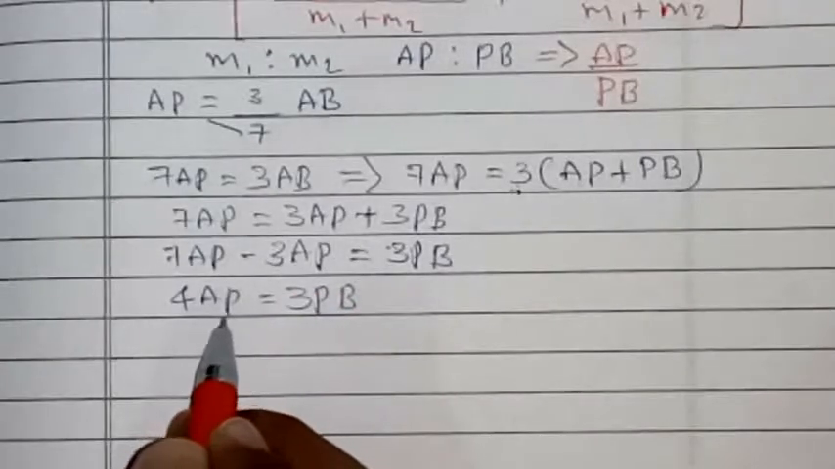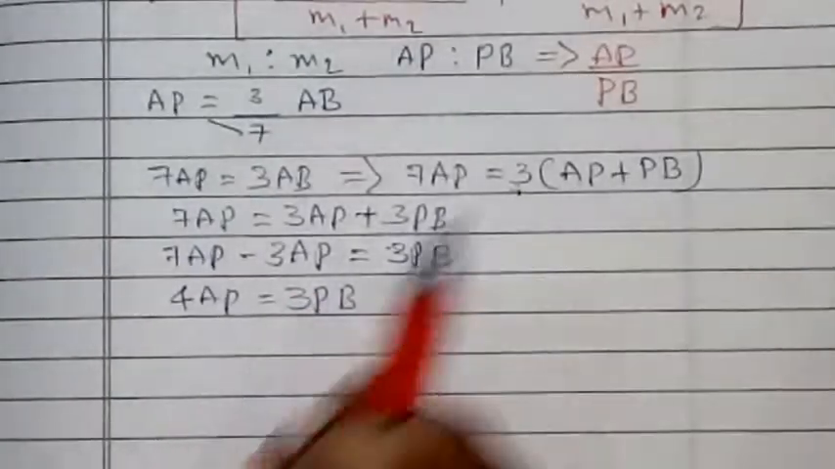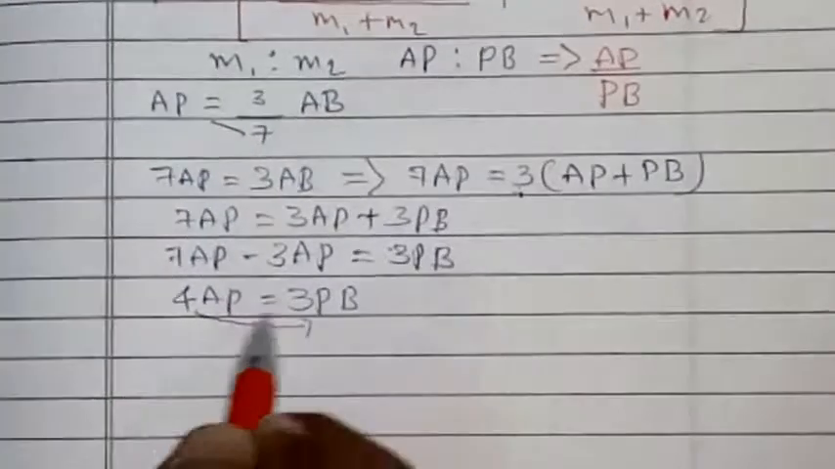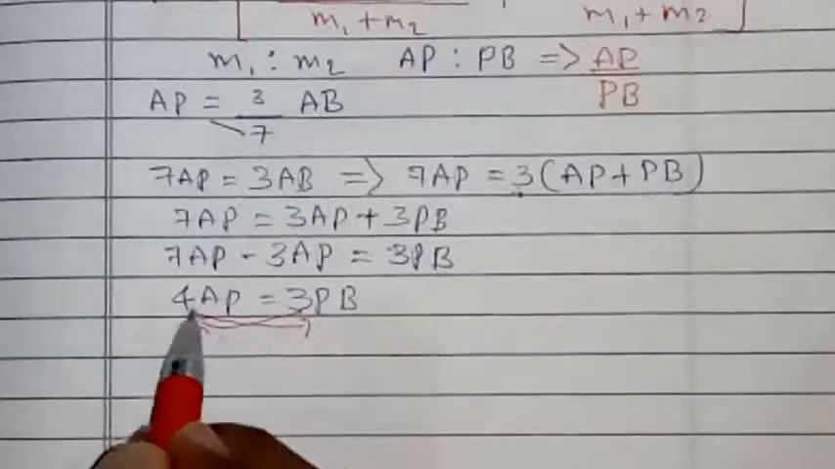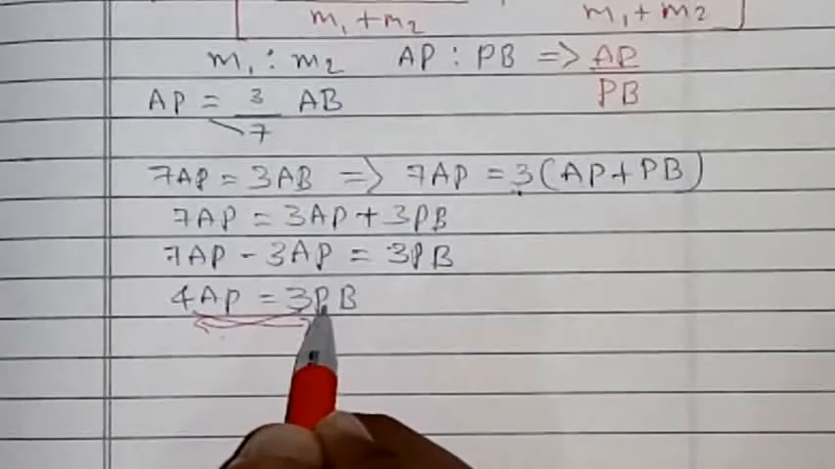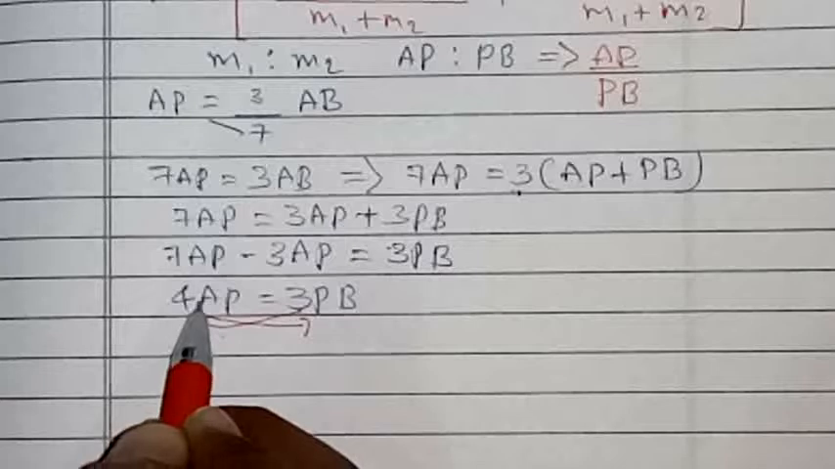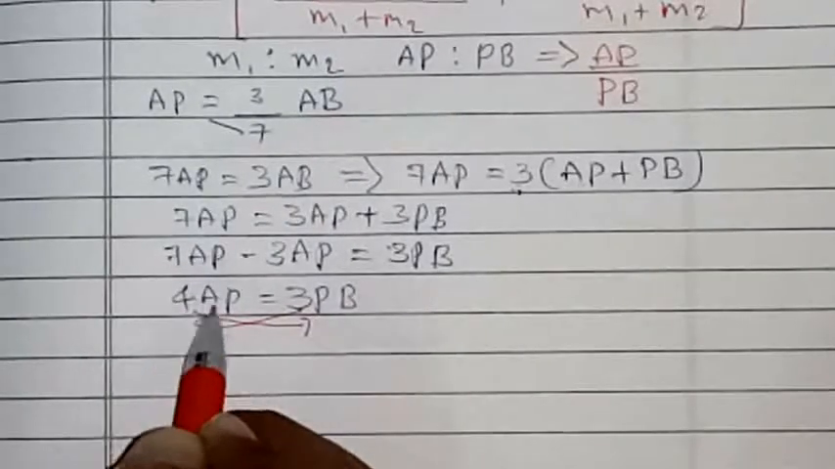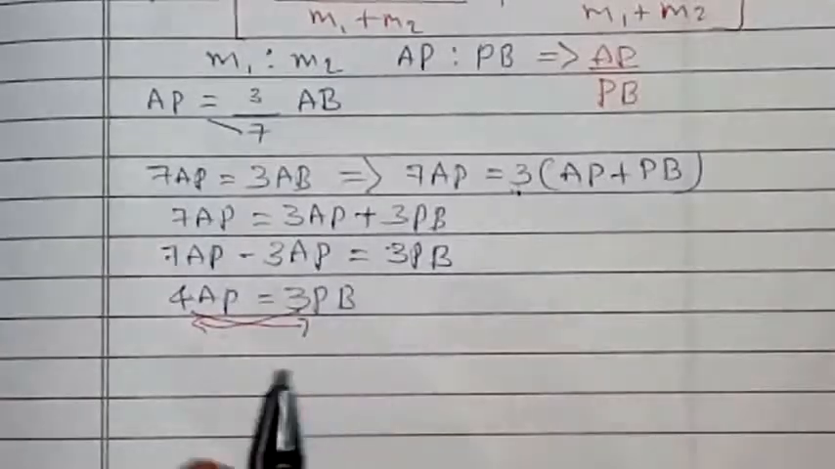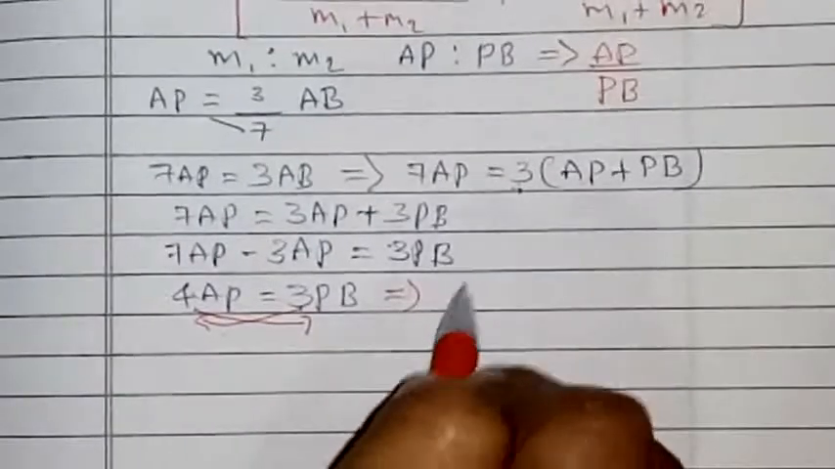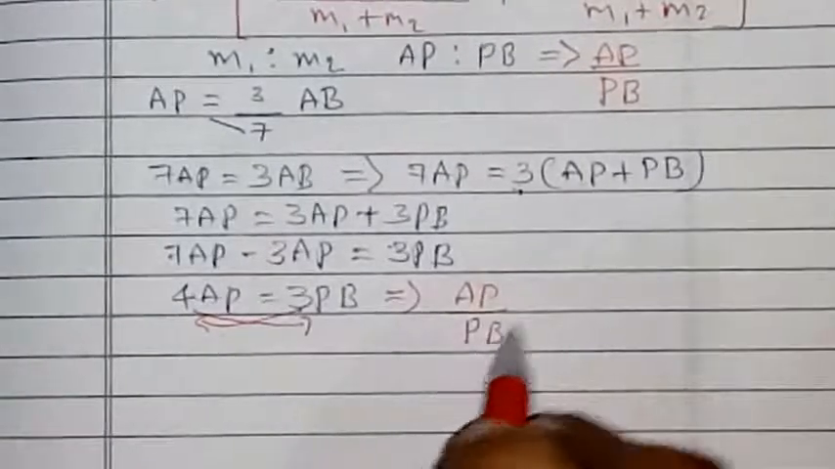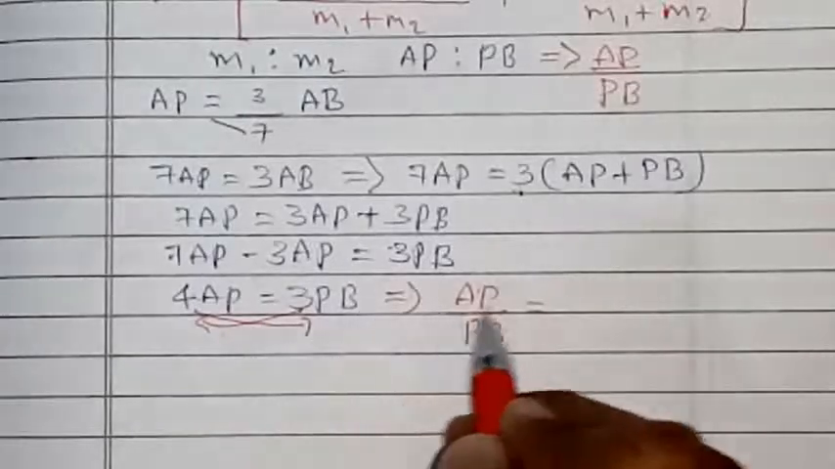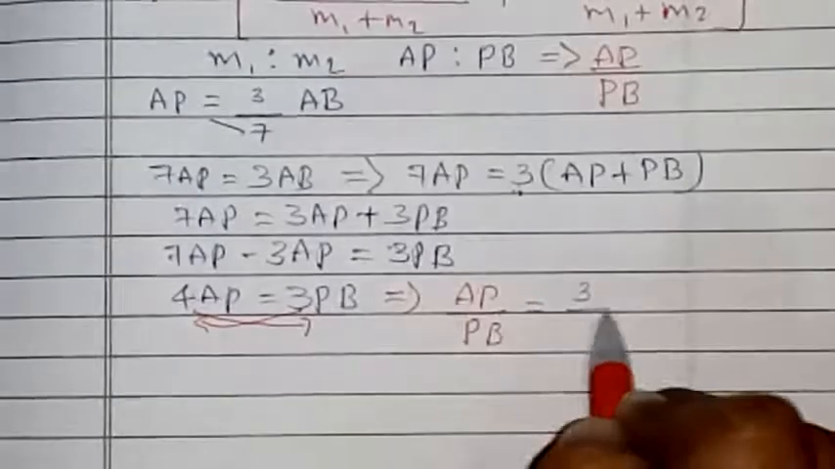If you write this as AP divided by PB, this 4 will come to this side, and this 3 will come to this side, right? How? Because we need AP divided by PB, therefore you need to send the 4 to the right hand side and the 3 to the left hand side. Here multiplication is there, and if you send it to the right hand side it becomes division. So AP divided by PB equals 3 by 4.